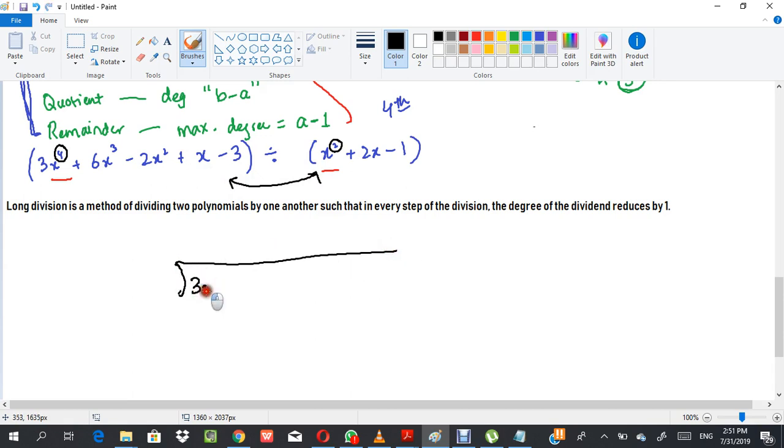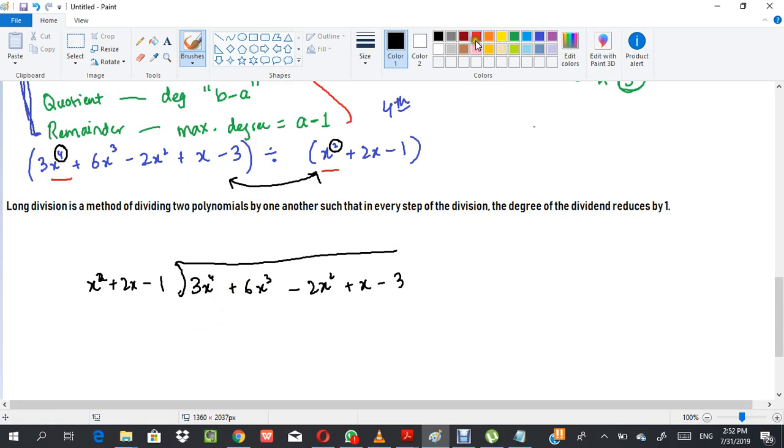So we have 3x to the power of 4, add 6x cubed, take away 2x squared, add x, take away 3. And we have to divide this by x squared, add 2x, take away 1. So now, what will happen is that, as I said, with long division we are going to decrease the degree by 1 at every step. So since we have a quartic polynomial here, the second step should give me a cubic polynomial.